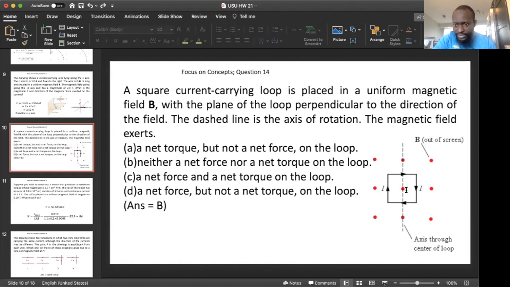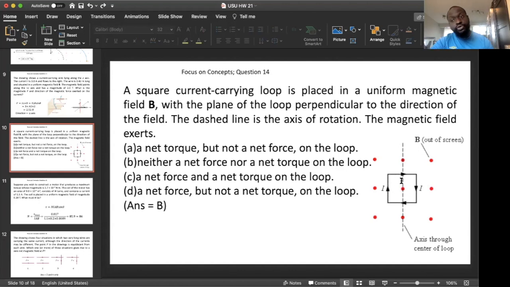Then for this side on the right-hand side, I going down, B coming out. So I cross B will be going to the left on this side, and on the other side it goes to the right. Both forces cancel out. Is that okay? And both forces here also cancel out, because this one is coming down, this one is going here. So there will be no net force at all.